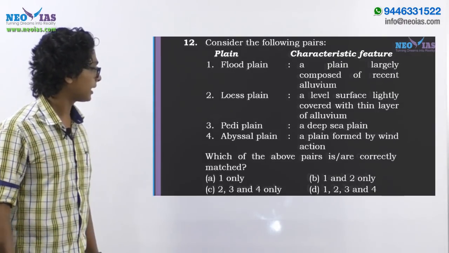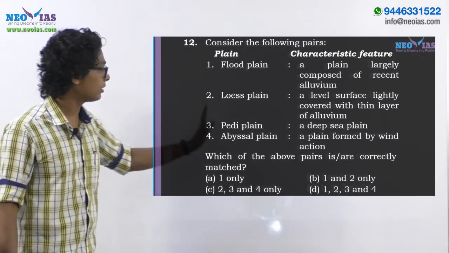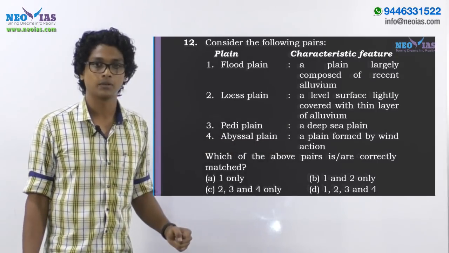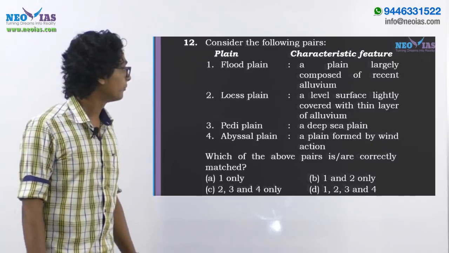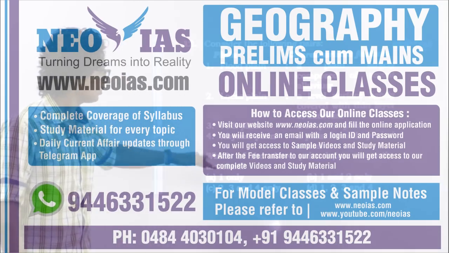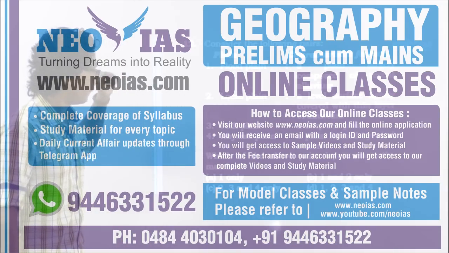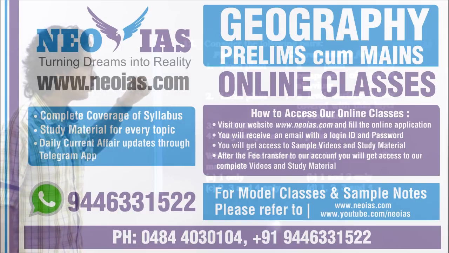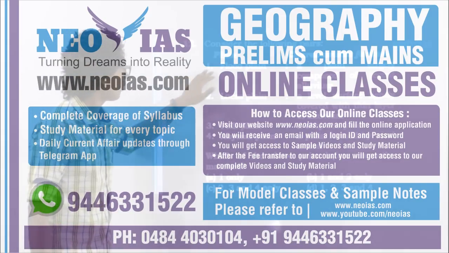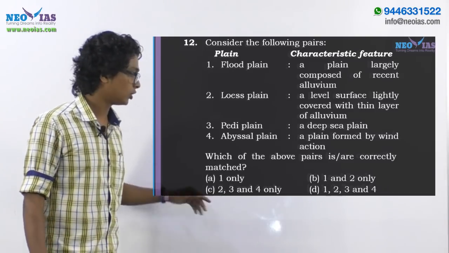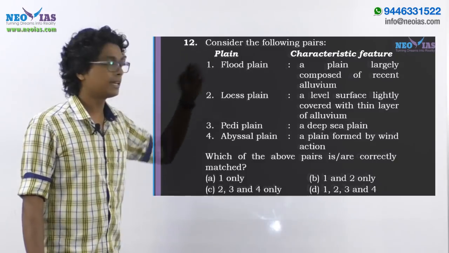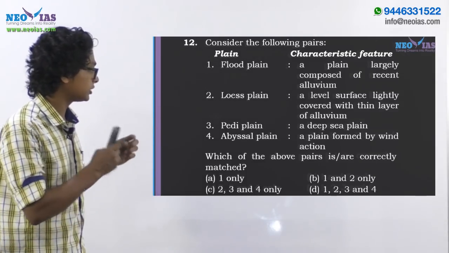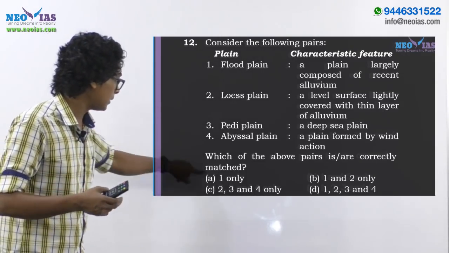So in option 3, right, peneplain is paired or matched with a deep sea plain, which is wrong. A deep sea plain is rather the abyssal plain, right? So going through the options, by knowing the 3 statements, we will be able to get to the answer. We already found the first one as correct, so C is not there. Then the second one, lossless plain, is correctly matched with the thin layer of alluvium. So in the options it should be 1 and 2, right? And we can eliminate A.